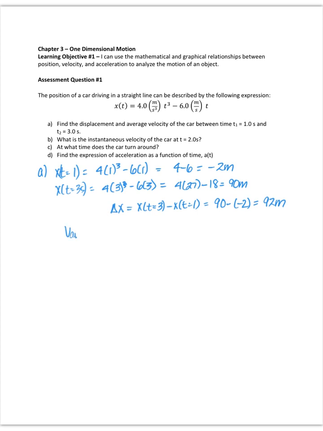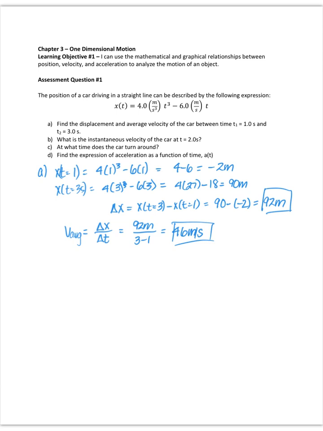The average velocity uses this displacement in order to be calculated. We take that displacement over that time interval. So that's 92 meters over 3 minus 1, which is 2. So this gives us 46 meters per second. So the average velocity over that time interval was 46 meters per second. It had a displacement over that time interval of 92 meters. So those are our two answers.